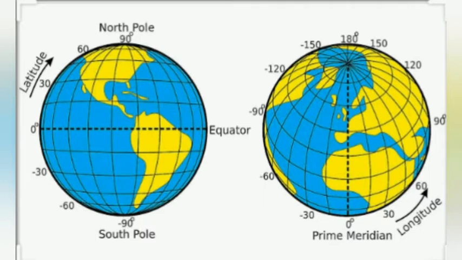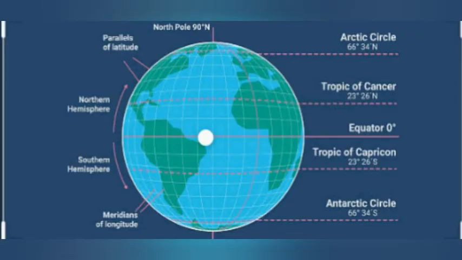These are known as lines of latitudes and longitudes. The horizontal lines are called latitudes and the vertical lines are called longitudes. These lines intersect each other at right angles, creating a network called a grid. They intersect each other at 90 degrees.